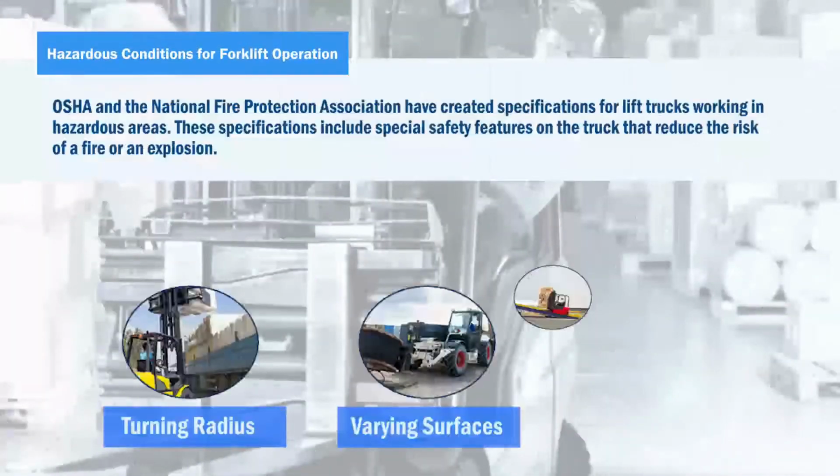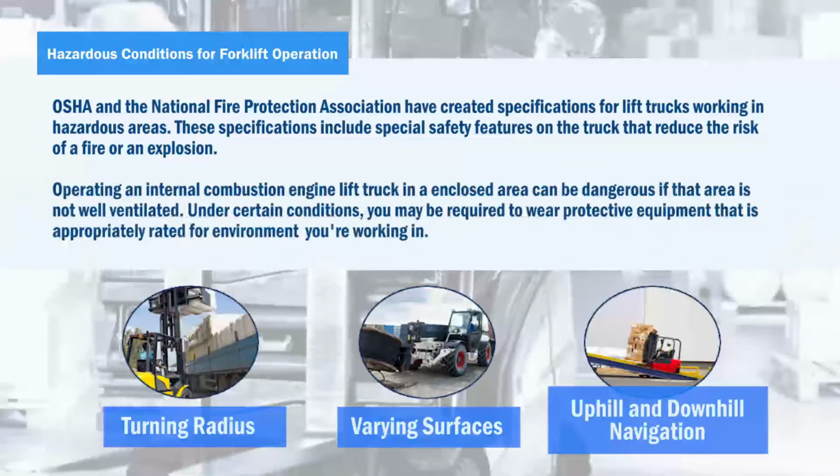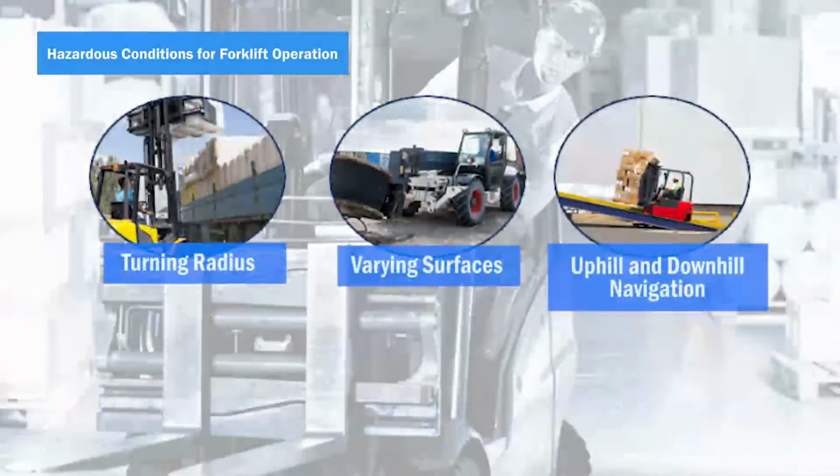Hazardous conditions for forklift operation. OSHA and the National Fire Protection Association have created specifications for lift trucks working in hazardous areas. These specifications include special safety features on the truck that reduce the risk of a fire or an explosion. Operating an internal combustion engine lift truck in an enclosed area can be dangerous if that area is not well ventilated. Under certain conditions, you may be required to wear protective equipment that is appropriately rated for the environment you're working in. Here are some potentially hazardous conditions you should consider when operating a forklift.